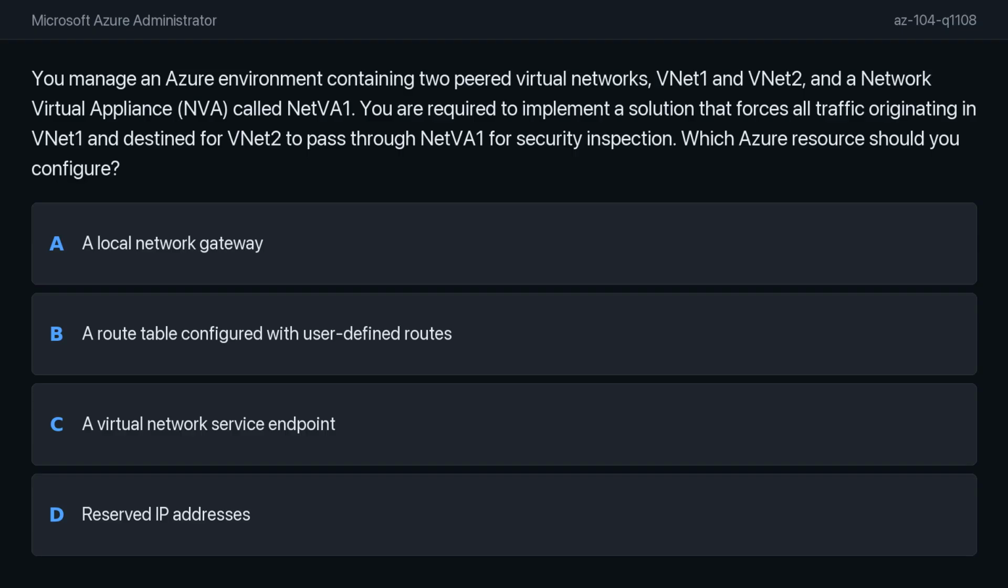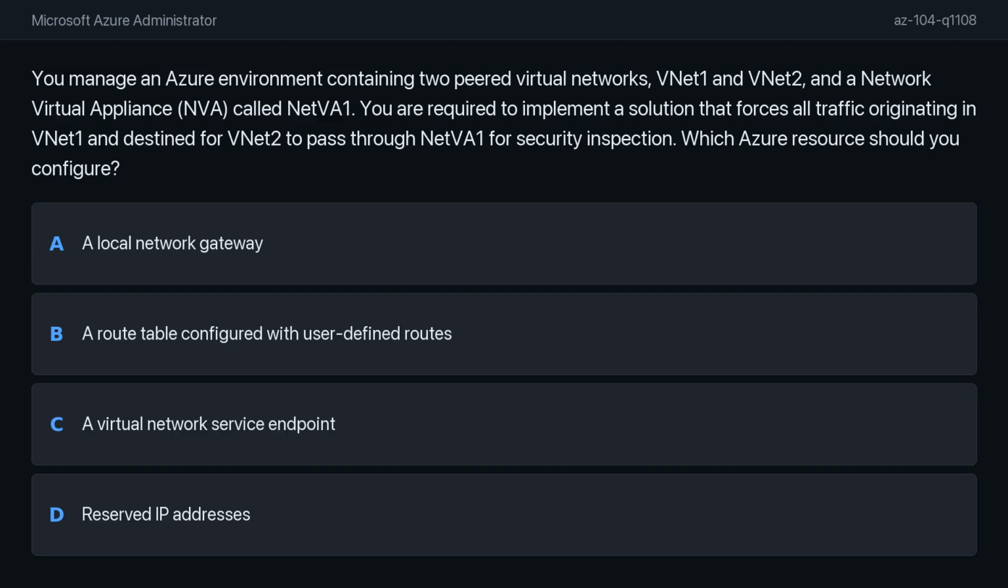Option A, a local network gateway. Option B, a route table configured with user-defined routes. Option C, a virtual network service endpoint. Option D, reserved IP addresses.